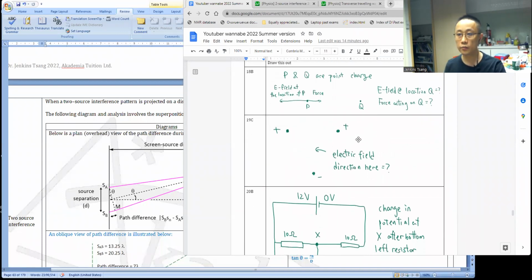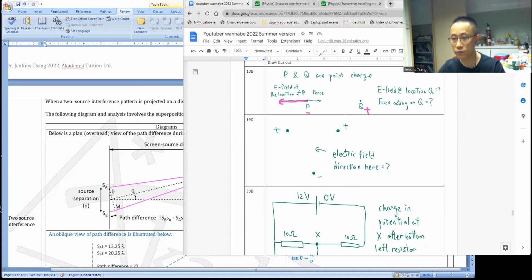Moving on to question 18. P and Q are point charges, and they indicated at P, number 1, the force acting on P, and number 2, the electric field at the location of P. And they asked you to figure out the corresponding quantities acting at point Q. Well, first of all, the field acting at P is outwards. That means that Q has to be a positive charge. And P, meanwhile, is attracted towards Q, and that implies that P itself is negative.